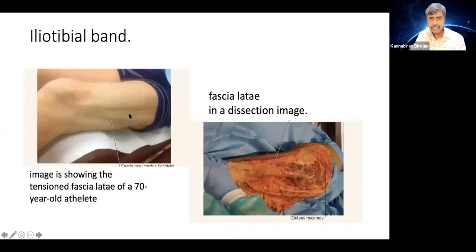So you can see this structure here. This is the image of a 70-year-old athlete. This is the IT band and the tensor fasciae latae. Here is the fascia lata. You can see the dissection here, and you can see how the structures are evident after dissection.